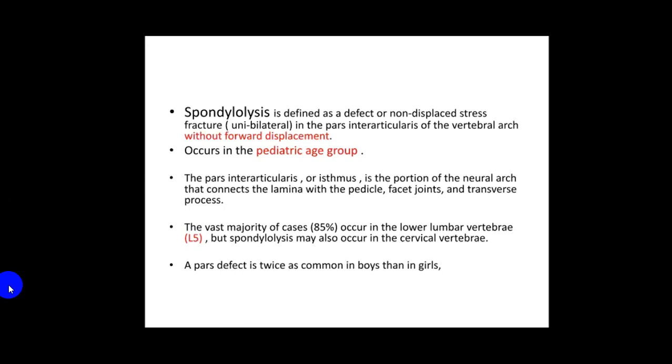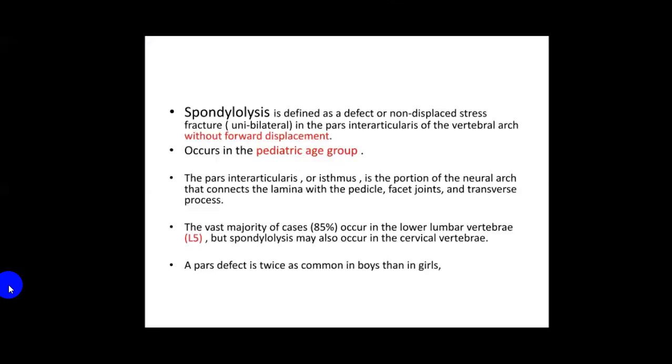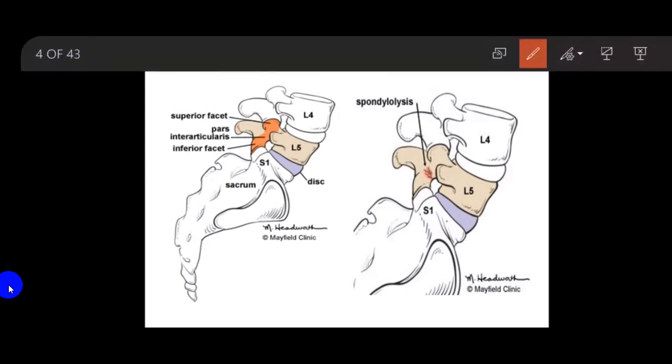Okay, mostly the pars interarticularis defect بصير usually عندنا ب L5 vertebra. Okay, and it's more common in boys than in girls because boys participate more in sport activities rather than having genetic or hormonal factor. تمام؟ فبدنا نعرف ايش بالضبط هو البارز interarticularis.